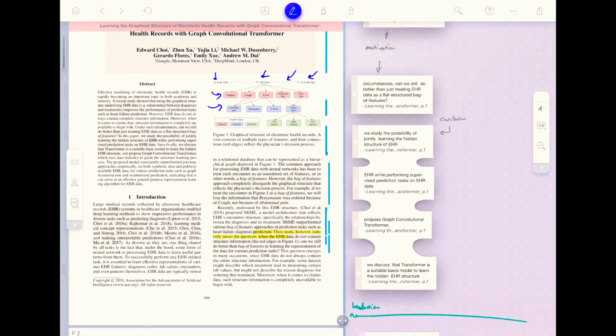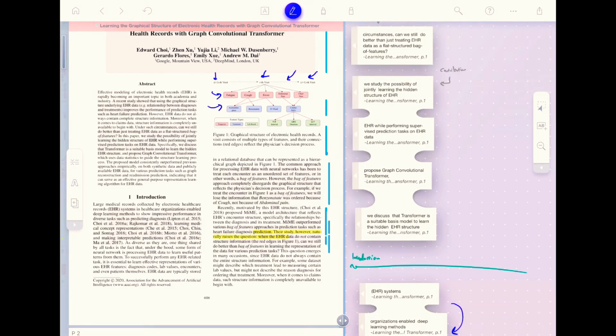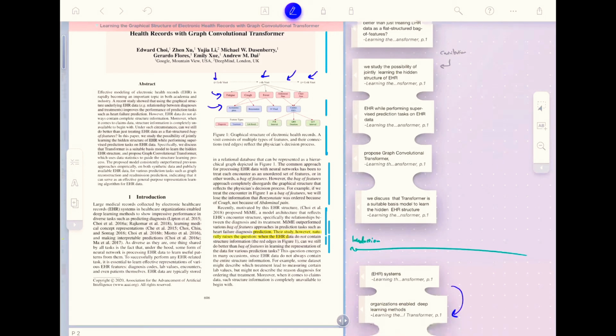So how can we do better than just treating EHR data as a flat structured bag of features? The contribution of this work is essentially studying the possibility of jointly performing supervised learning tasks, as well as learning the structure that can enhance it. They propose different methodologies based on graph convolutional neural networks and transformers, and then combine them in the graph convolutional transformer and investigate the performance of these models on various tasks that they have defined.